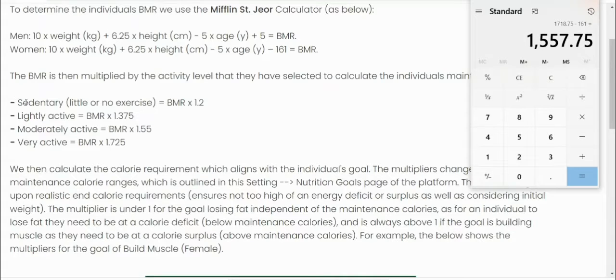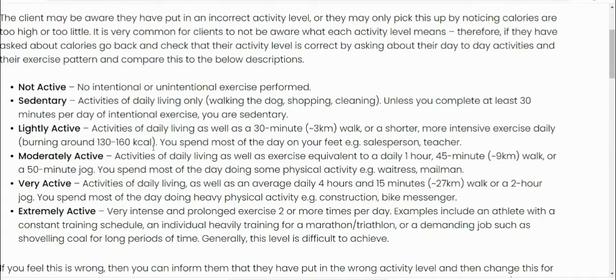Now, there's some reference points here, and we have a multiplier for each activity level. So we multiply the BMR, this bad boy here, 1,557, by the corresponding multiplier based on activity levels. So we have some references here. Sedentary, we multiply by 1.2, lightly active 1.375, etc. Right? Now, in my honest experience, most people grossly overestimate their activity levels.